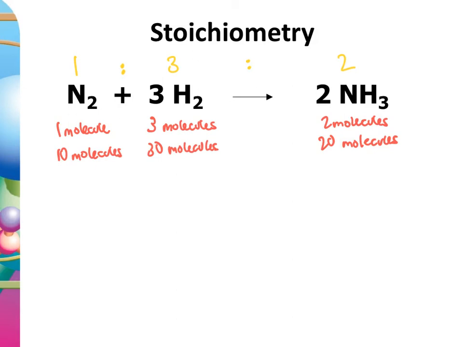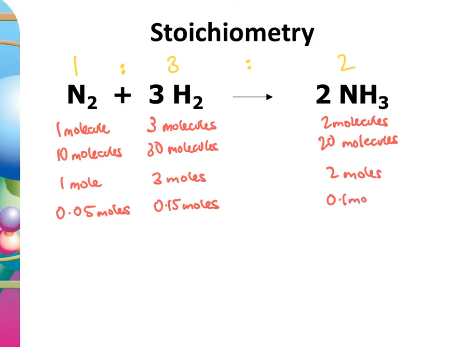Well, I could ramp it up a bit. I could say 1 mole. If I had 1 mole of nitrogen, I would need 3 moles of hydrogen, and I would make 2 moles of ammonia. And what if it was, I don't know, 0.05 moles of nitrogen? Well, then I would need 0.15 moles. I would need 3 times as much. Remember, the ratio is 1 to 3. And I would make 0.1 moles, and so on, right?